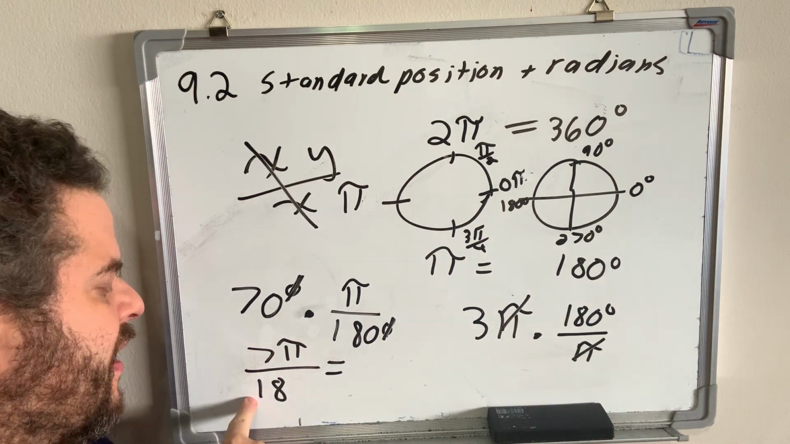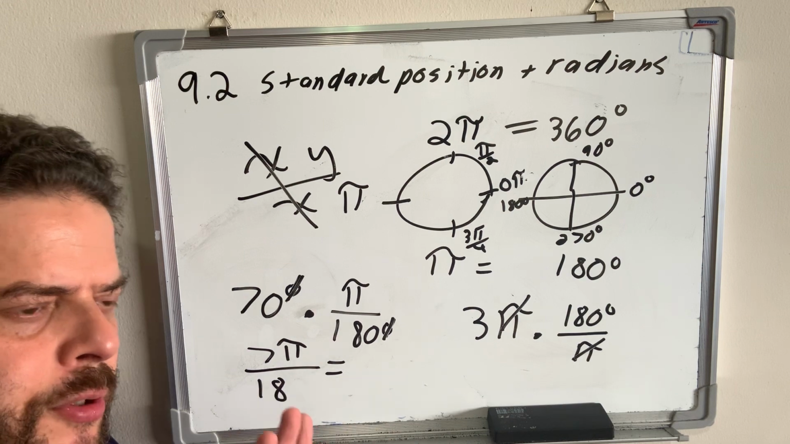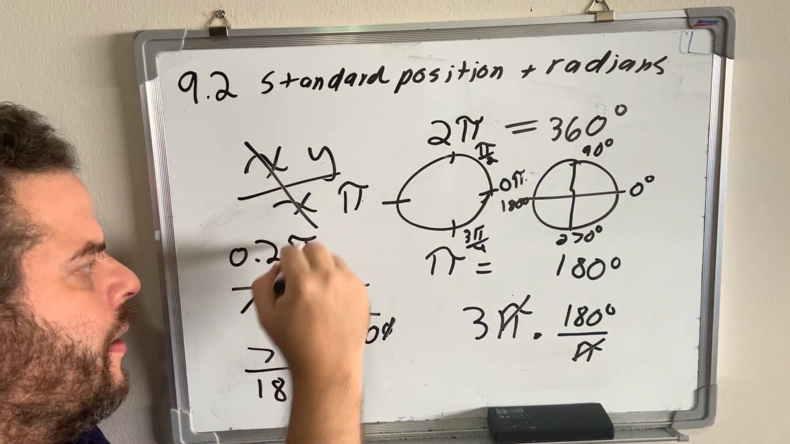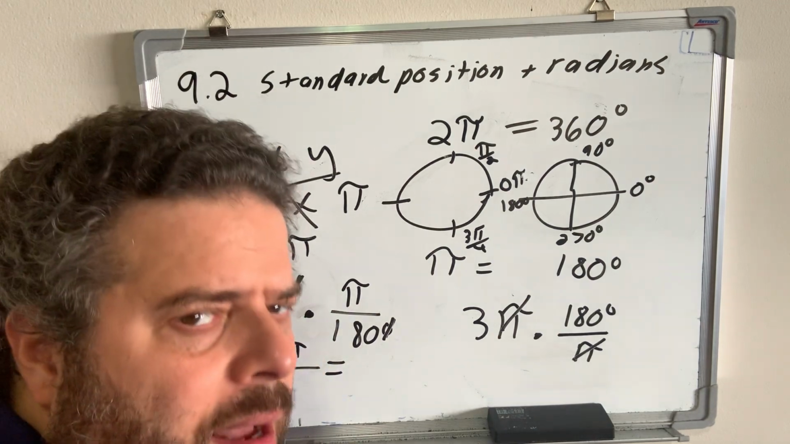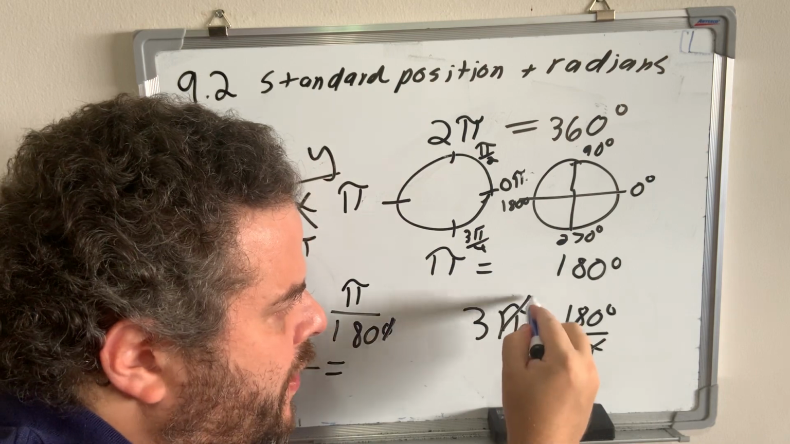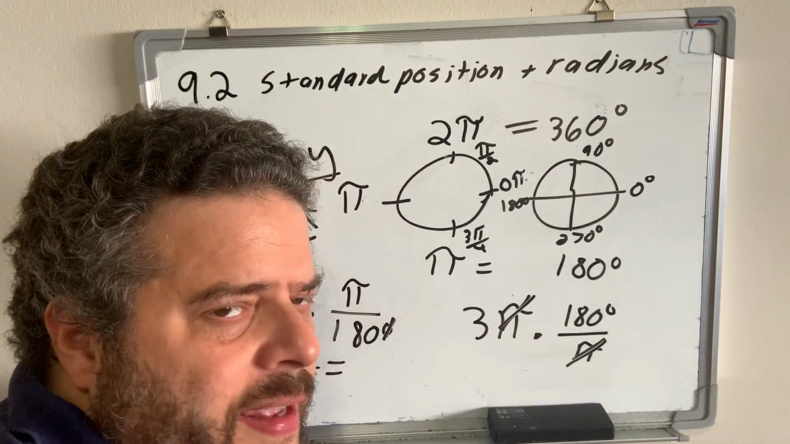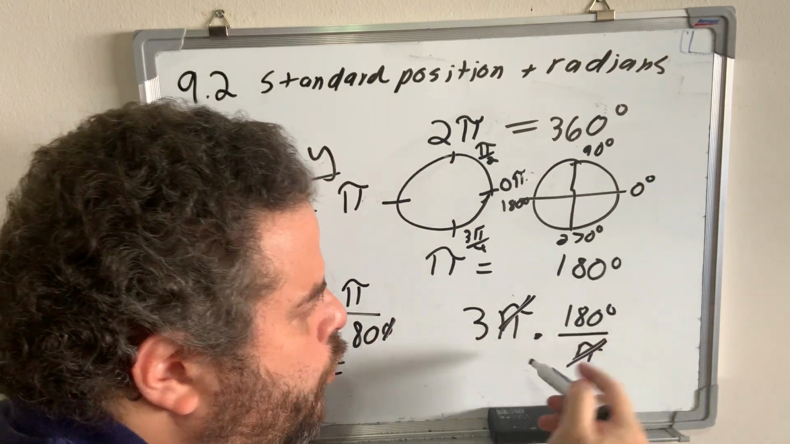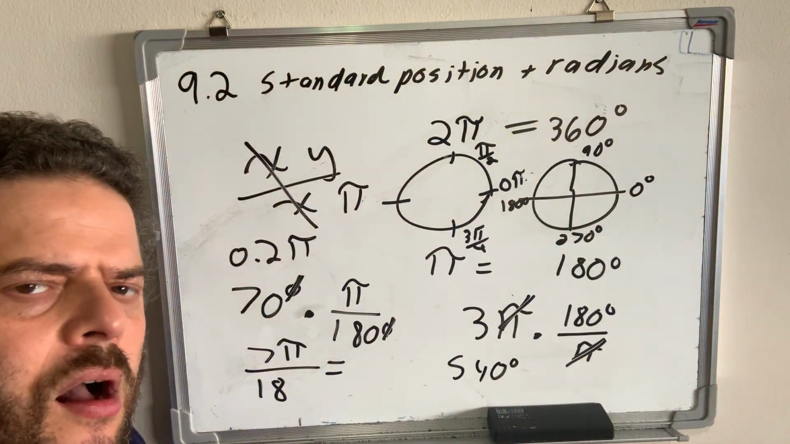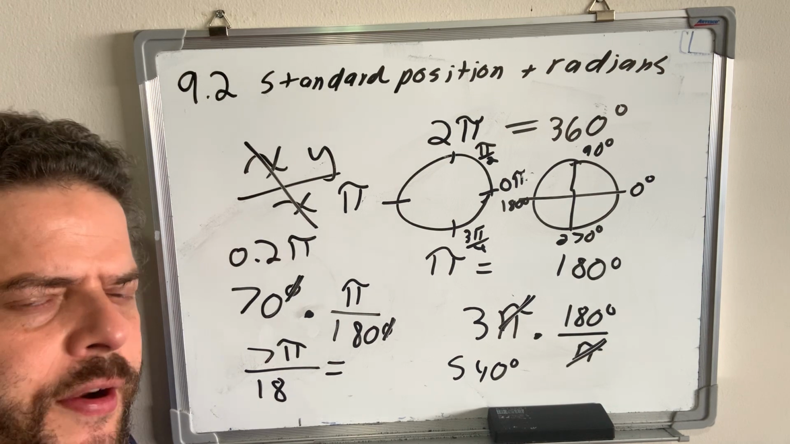Or you could divide 7 by 18 and put that decimal next to the pi, like 0.4 pi. But always leave the pi there. Do not multiply by 3.14. Here, again, very simple. Simplify, get rid of the pi radians. 3 times 180 equals 540 degrees. Done. That's everything that's required to convert.